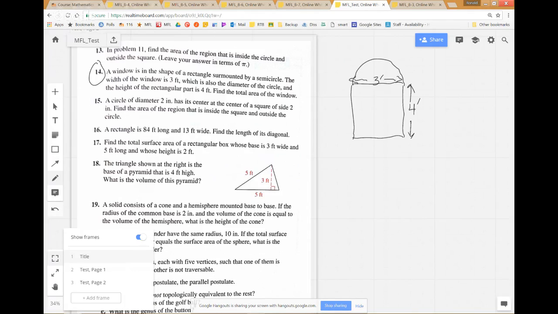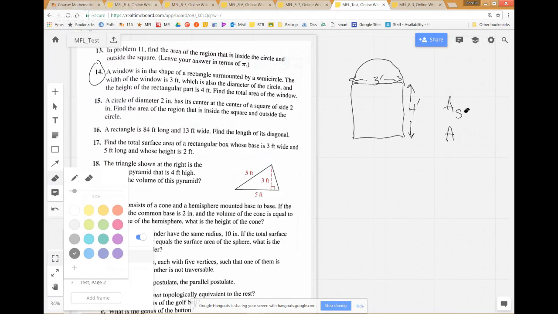Okay, that might solve it right there. Find the total area of the window. So we have the area of the semicircle and the area... That's not going to work. Semicircle and square both start with an S. Okay, let me come up with something a little different. The area of the top and the area of the bottom.